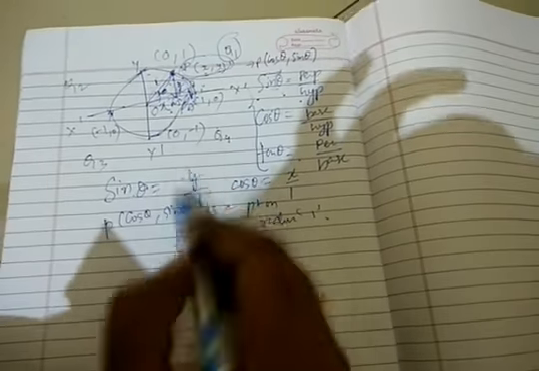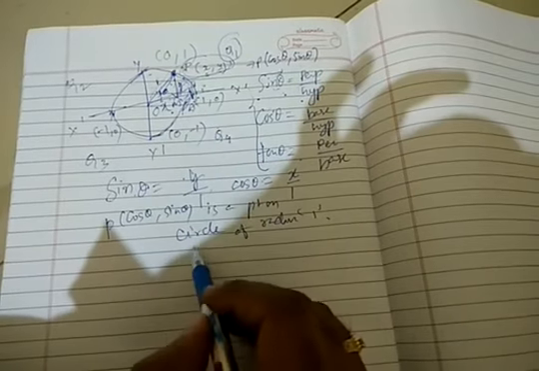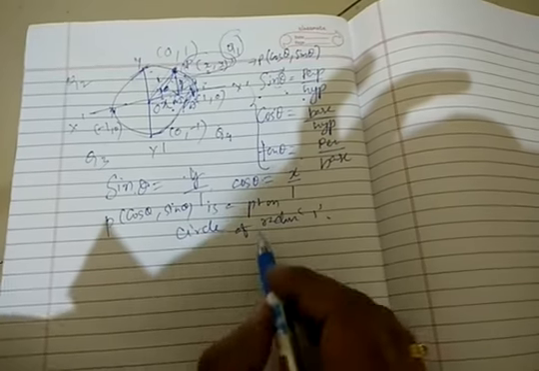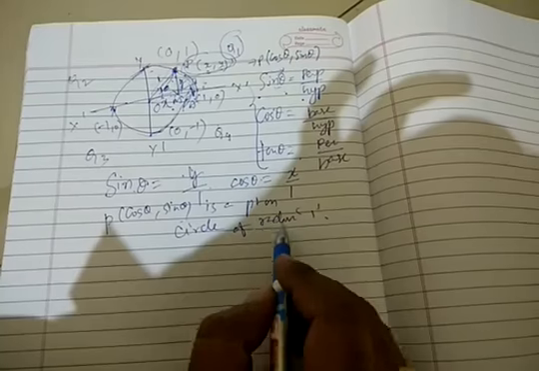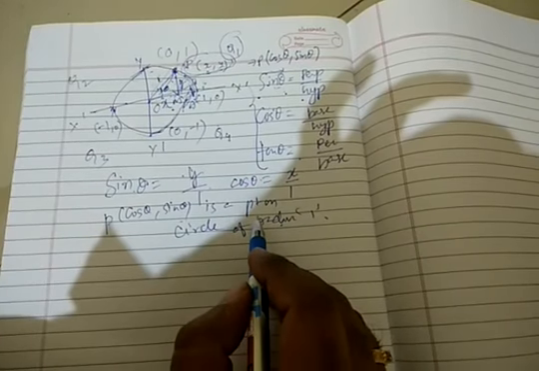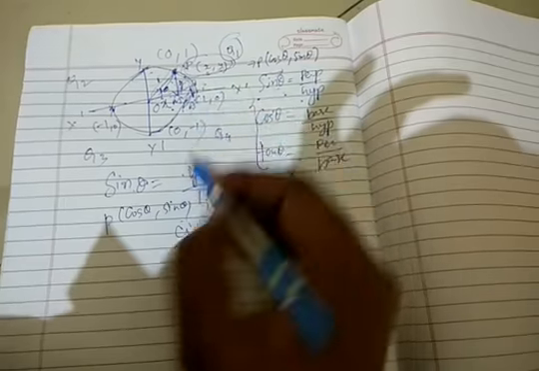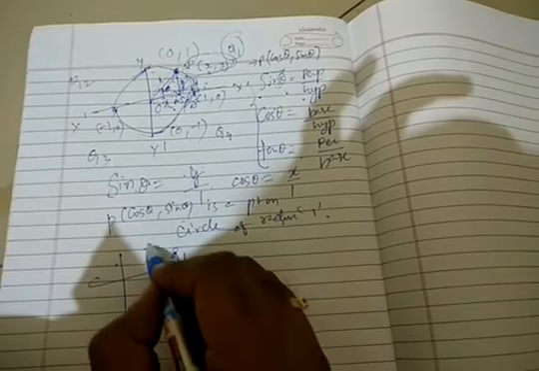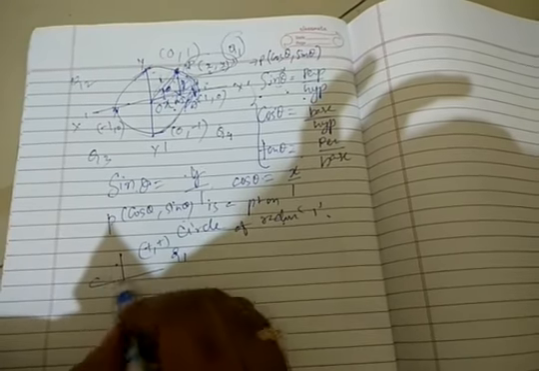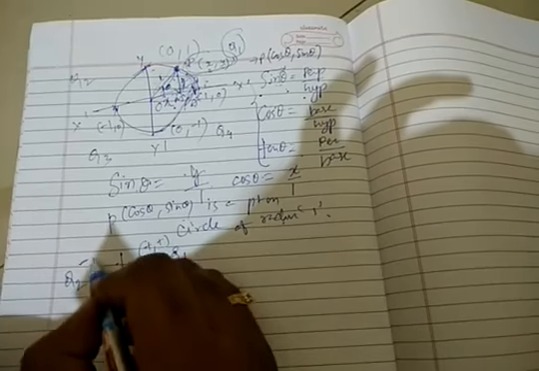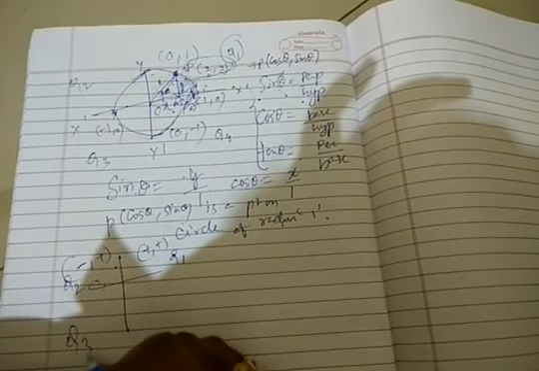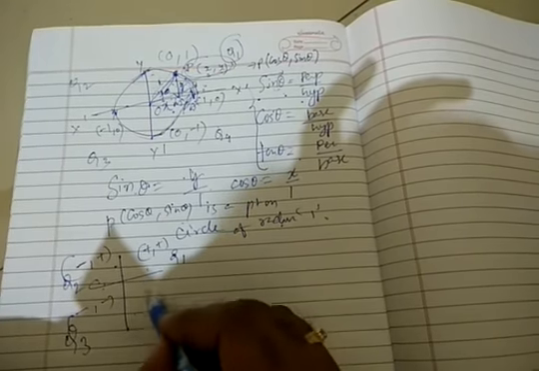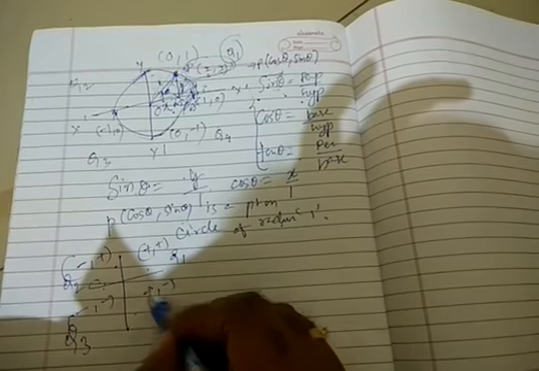Now if it is making an angle theta, we have considered (cos theta, sine theta) as a point on a circle of unit radius. Now we consider the coordinate system. In quadrant 1, both x and y are positive. In quadrant 2, x is negative and y is positive. In quadrant 3, x and y are both negative. In quadrant 4, x is positive and y is negative.